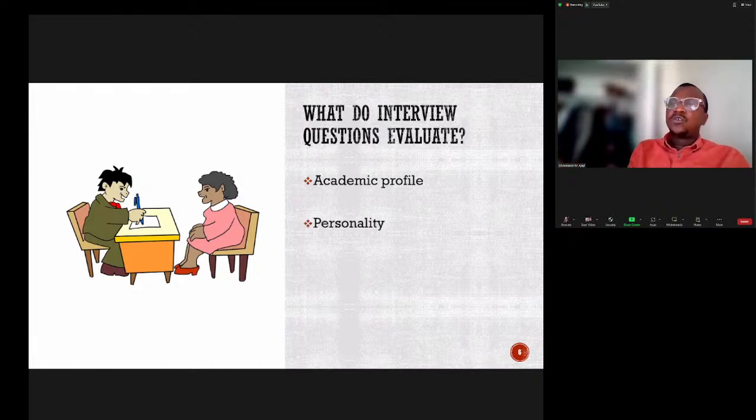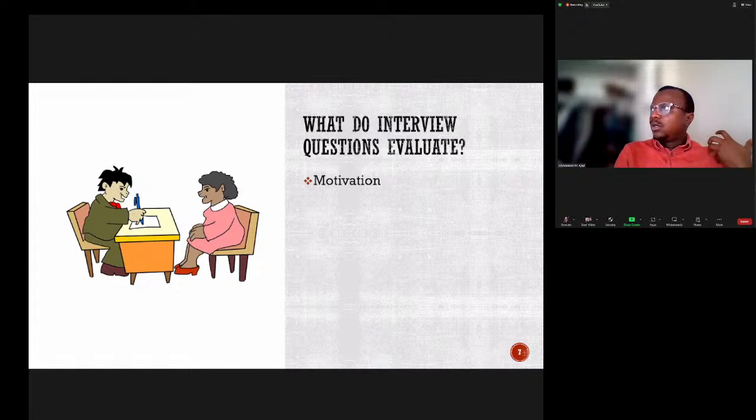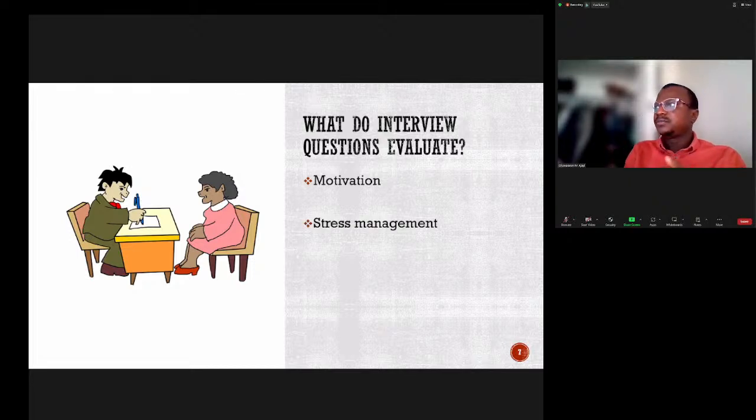Then the interview questions want to evaluate your personality, who you are, your traits, your characteristics. They want to look at your strengths and weaknesses. They want to evaluate your goals. What are your goals? What are your career plans? They want to evaluate your motivation. Why are you interested in this scholarship? What's your motivation for grad school? Why are you interested in doing a PhD or master's?